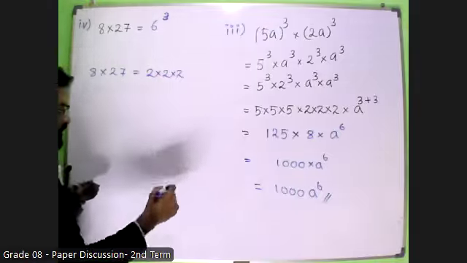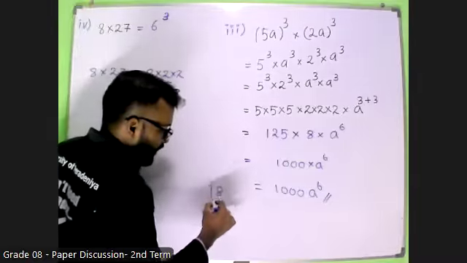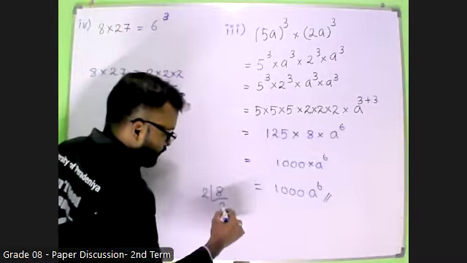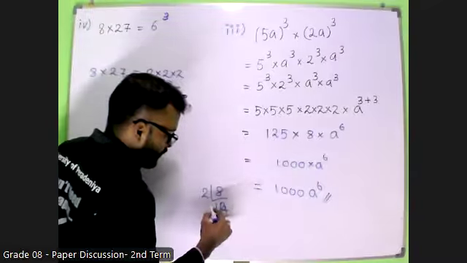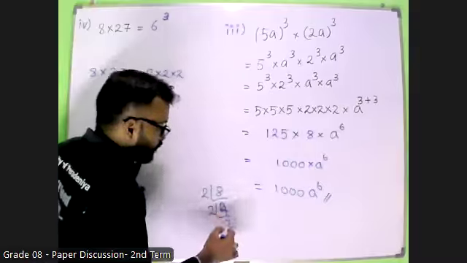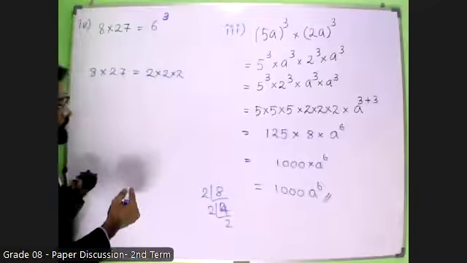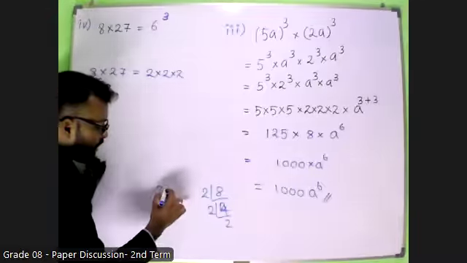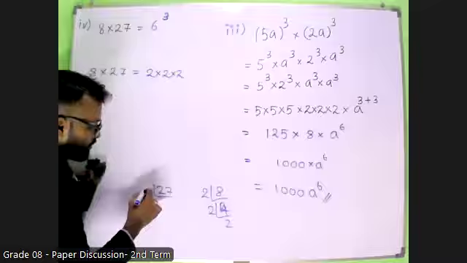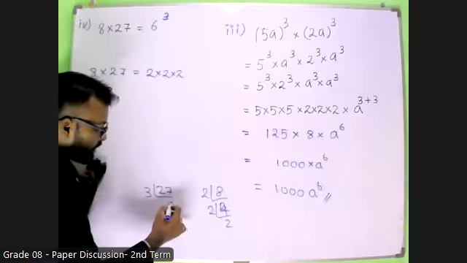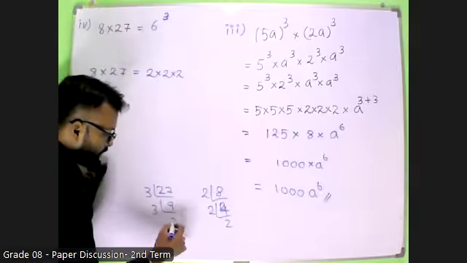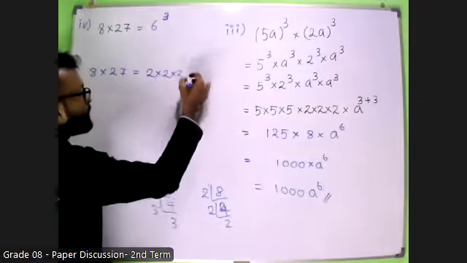Previously we did that: 2 times 4, 2 times 2 times 2. And in the same way you have to write down 27 as well. You have to use 3: 3 times 9, 3 times 3, so 3 times 3 times 3.